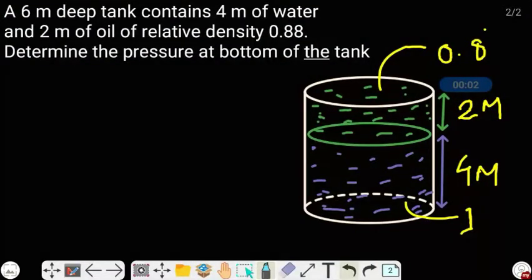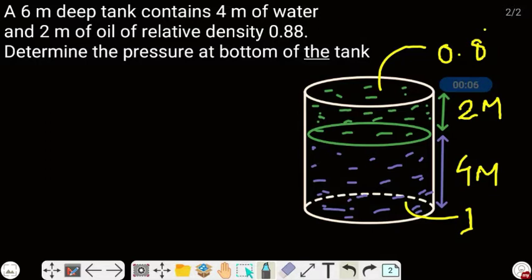Question in front of us. The question reads: a 6-meter deep tank contains 4 meter of water and 2 meter of oil of relative density 0.88. Determine the pressure at the bottom of the tank.